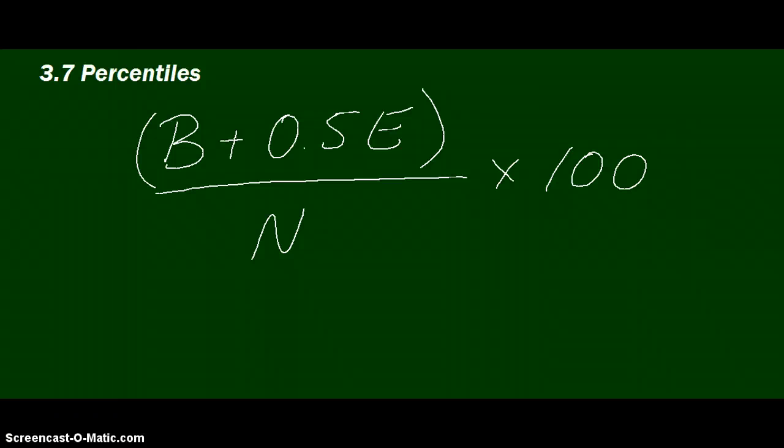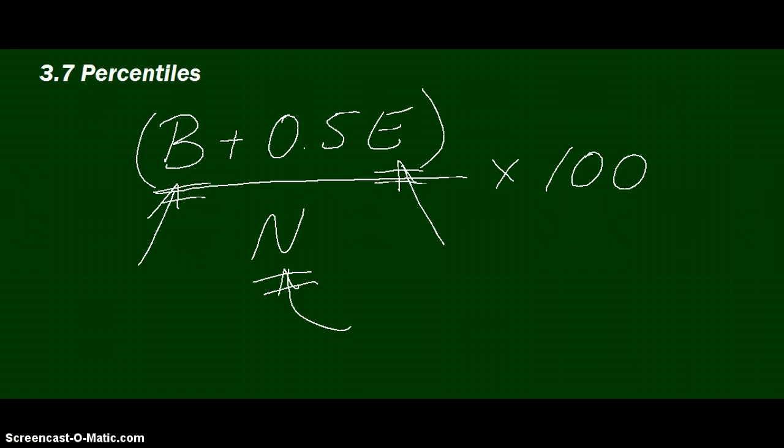So taking a look at the percentile formula, B here is simply the number of people which sit below your score. E represents the number that are exactly the same as your score, and N is the total number. So when we take a look at any set of data, we're going to have to calculate how many are below, how many are exactly at, and we take half of them divided by the whole number.